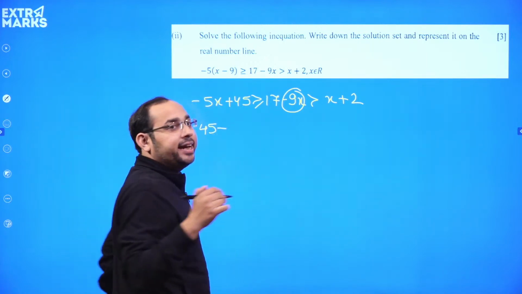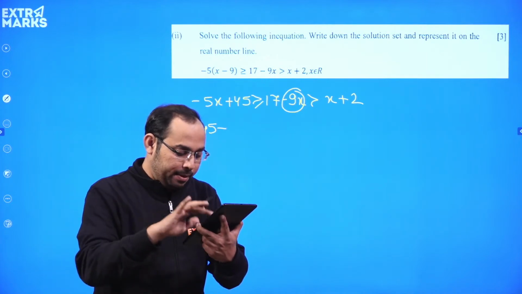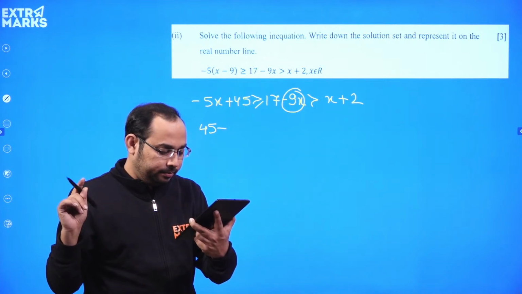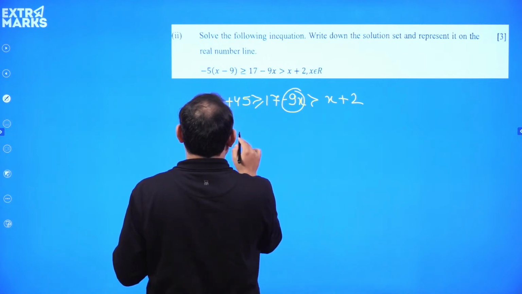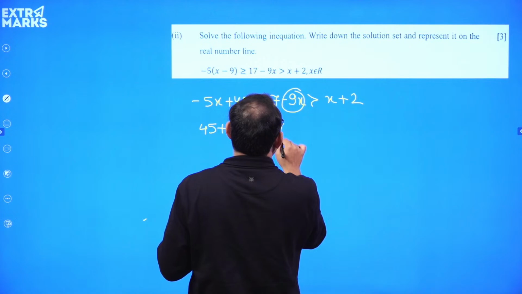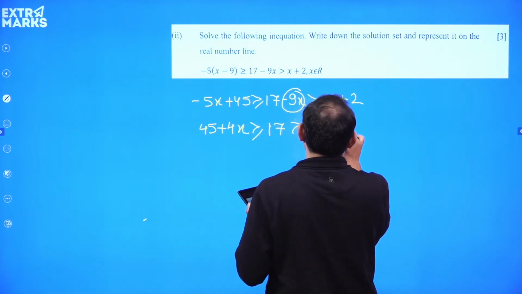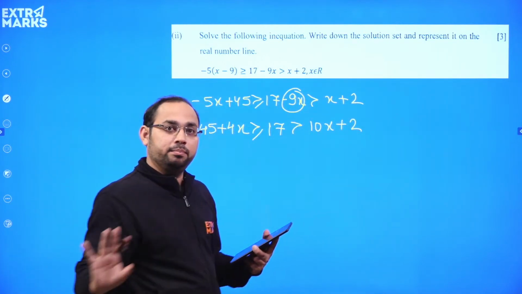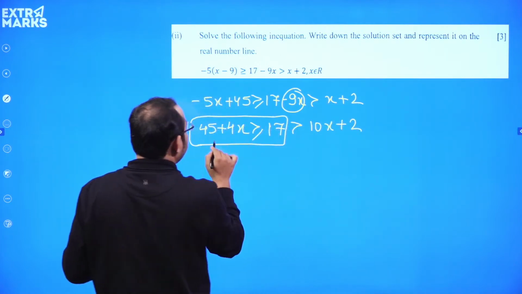45 माइनस 9x, सॉरी माइनस 5x प्लस 9x क्या आएगा, it will be plus 4x and यहाँ पे we will have 70 and here we will have 10x plus 2. Okay, so I have added 9x in whole inequality. पहली चीज ये की हमने, ठीक है. इसके बाद अब इन दोनों को ले लेते हैं पहले.